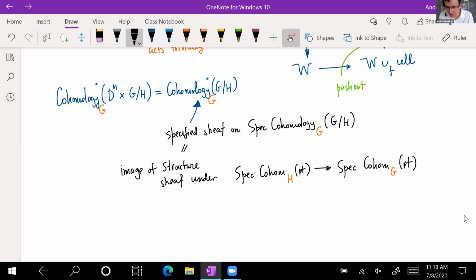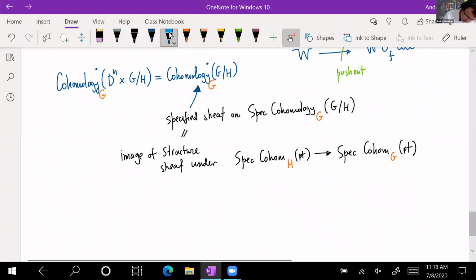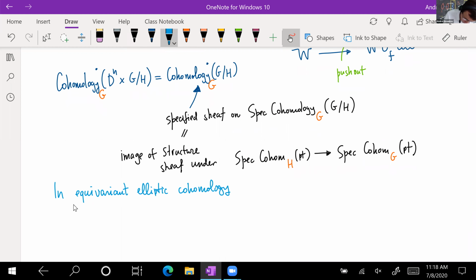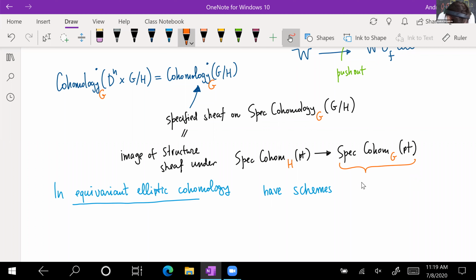Let's say I can decompose it into cells, and if I argue one cell at a time, it just means that at every step I have to compute a cone of some map. That's how you compute the cohomology. And so now in equivariant elliptic cohomology, we don't have rings, we just have spaces, we have schemes, you just take the spec of that.